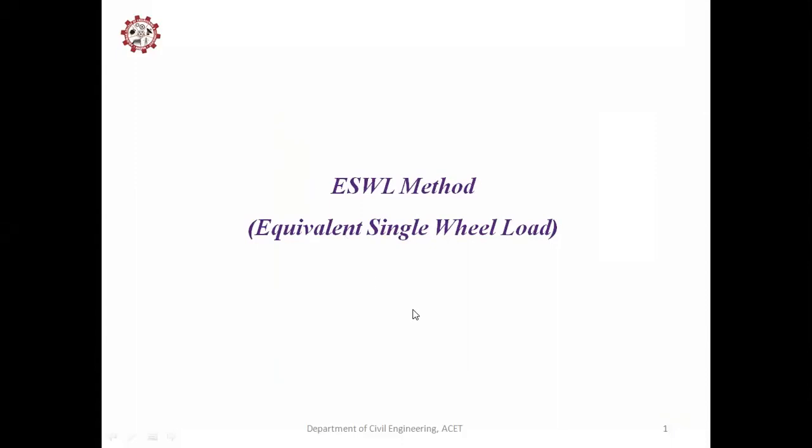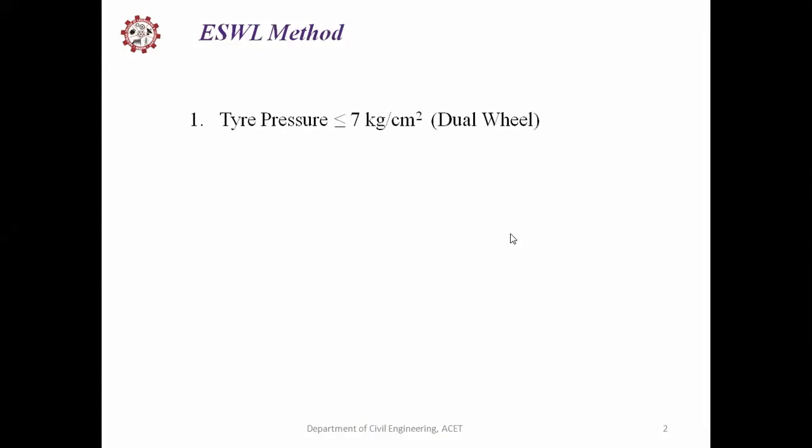This is the equivalent single wheel load method, ESWL. We have seen the 4 types. Tire pressure less than or equal to 7 kg per centimeter square.